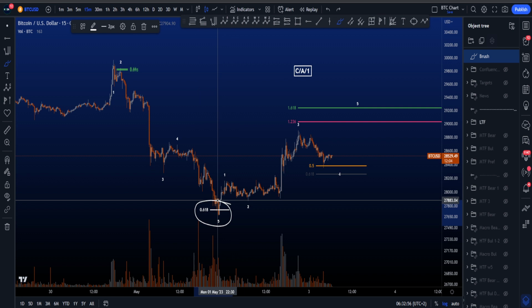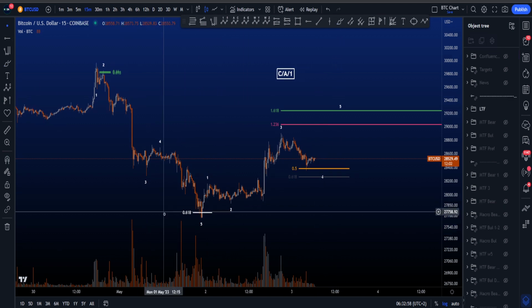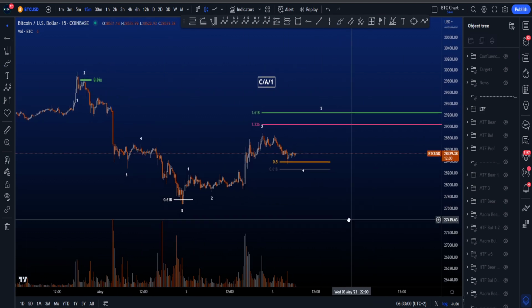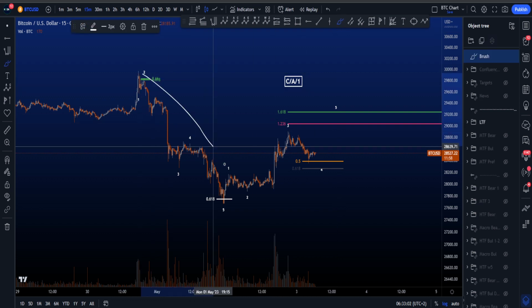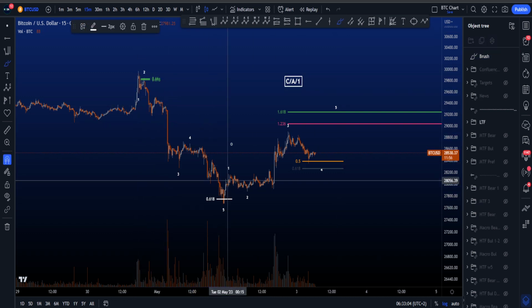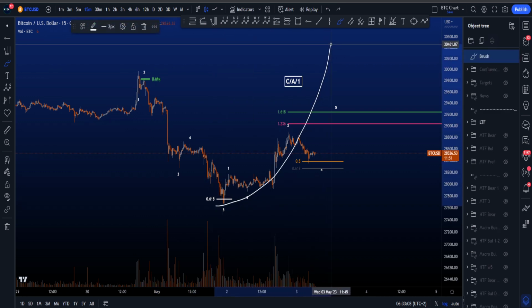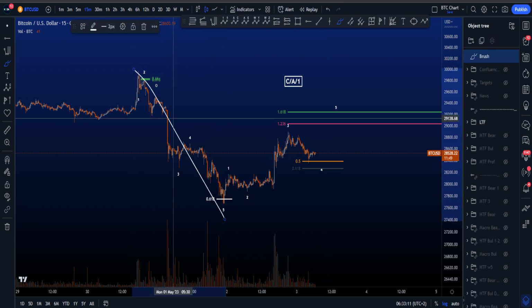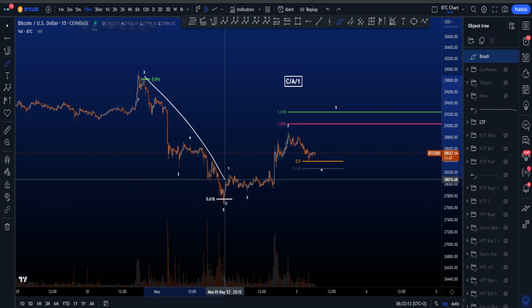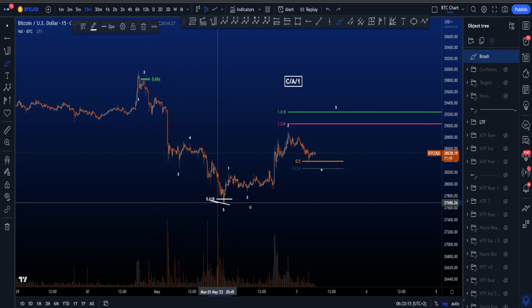So this is one of the targets for a potential wave 5, after which now we have a move to the upside, right? So this can either be a wave C, a wave A, or a wave 1. If this is a wave C, it is the end of something and you now expect a move to the upside again. If this is a wave A or a wave 1, you expect this to only be the first structure and you expect this low to be taken.